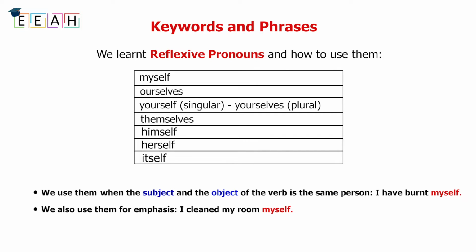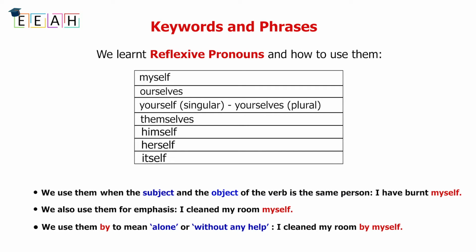We also use them for emphasis. I cleaned my room myself. So here we can take out the reflexive pronoun and the meaning stays the same. And the last one, we use them with by to mean alone or without any help. I cleaned my room by myself, which means nobody helped me.